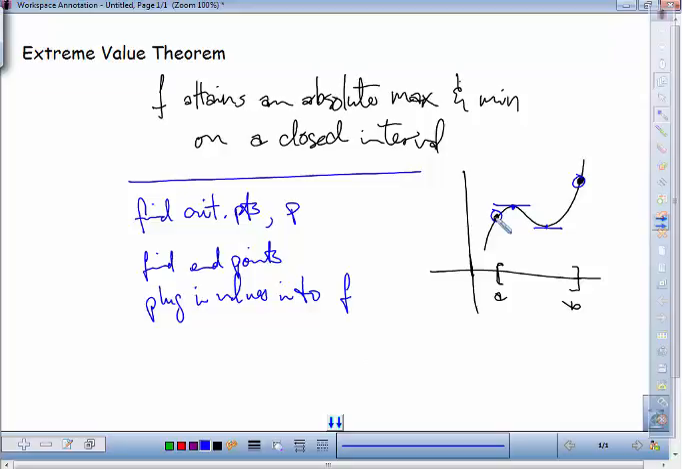So when you plug in the values into the original function, you'll get your y values. And then you'll see that you'll attain an absolute, or global, max and min within this closed interval, and those are the extreme values that they're talking about.